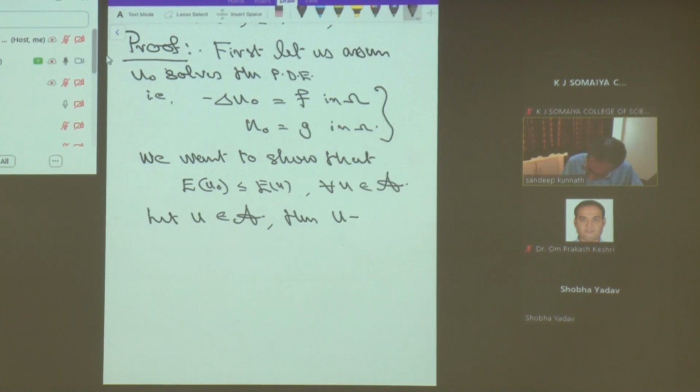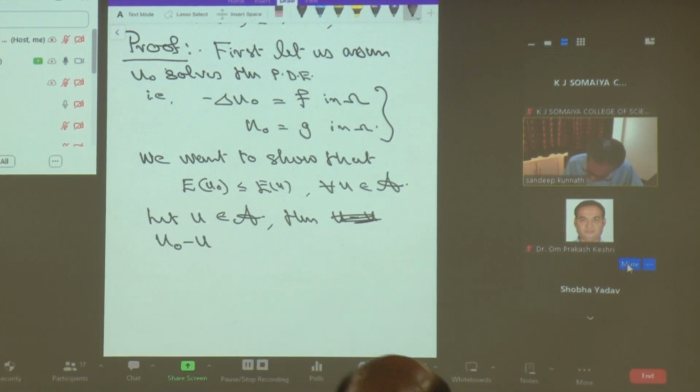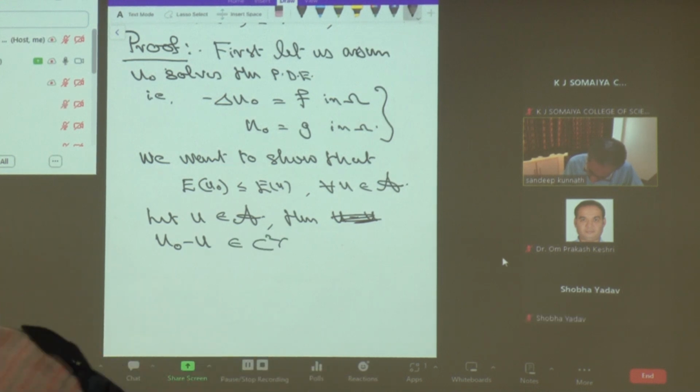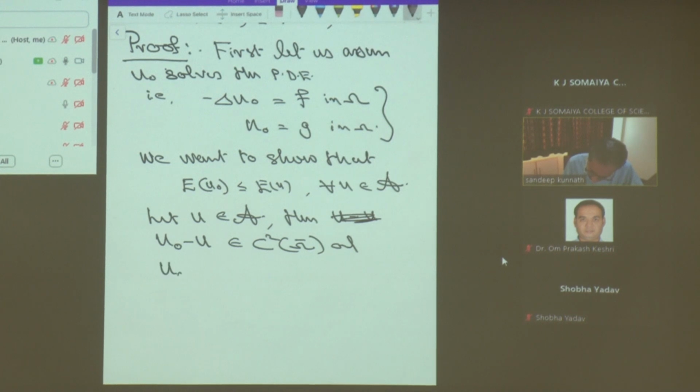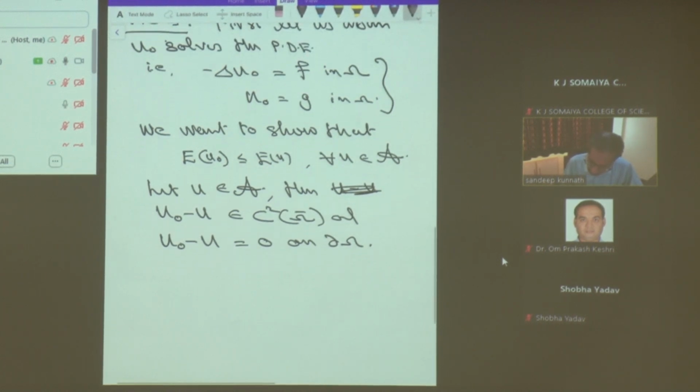Okay? And then consider u minus u naught. Or let's consider then u naught minus u. Okay. So this is in C2 of omega closure, and u naught minus u is going to be equal to 0 on the boundary of omega. On the boundary, both u naught and u are equal to g. So therefore u naught minus u on the boundary is g minus g, and that is going to be equal to 0. Okay?